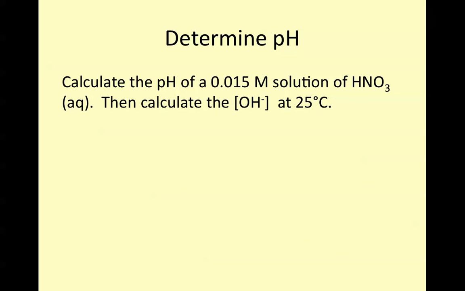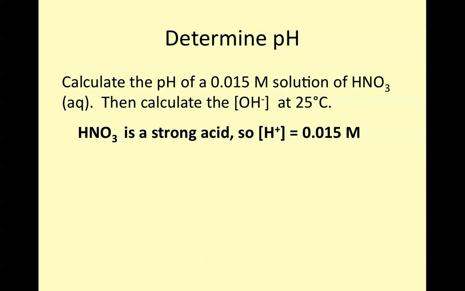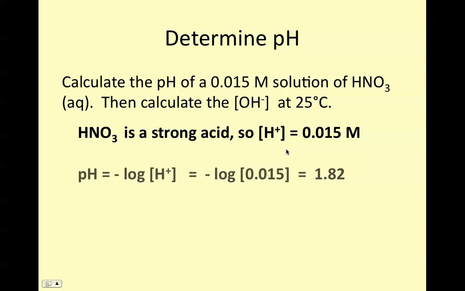Now here we're going to do a couple of calculations with some strong acids and bases. At the end, we'll use a weak acid. So here we're going to calculate the pH of that 0.15 molar solution of nitric acid. This is a strong acid, so that solution's molarity I can use as the hydrogen ion concentration. Our formula, which we were introduced to in the beginning of this lesson, is that pH is equal to the negative log of our hydrogen ion concentration. So we're going to plug our concentration into our calculator to get 1.82, and that's our pH.